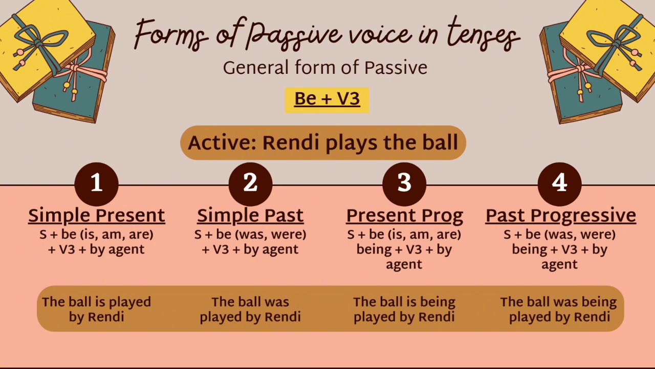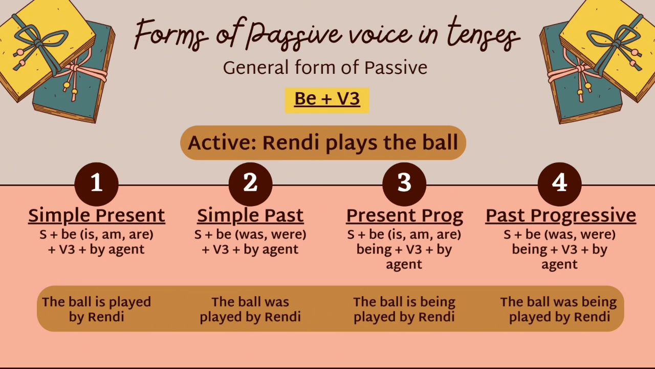Remember, the general form of passive voice is be plus verb 3. And I give you the example sentence from active voice: Randy plays the ball. So let's start. The first tense is simple present. The form is subject plus be, or is/am/are, plus verb 3 plus by agent. And the example sentence is, the ball is played by Randy. Remember the active voice: Randy plays the ball. And we change to the passive voice: the ball is played by Randy.